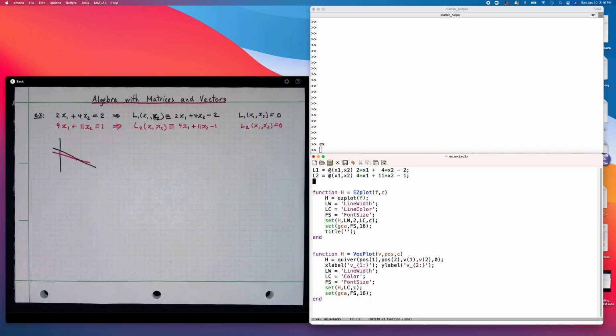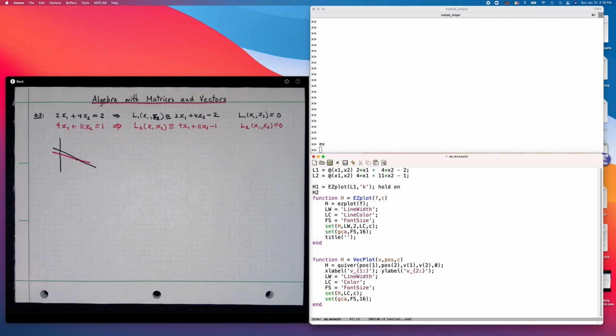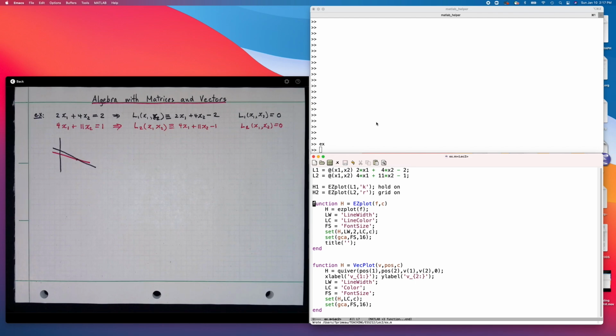Then, to find the solution, we can make a plot. So H1 is equal to EZPlot of L1, and the color, the little c here, gets set to the line color, and I will make the first one black, like the way I wrote the equation. Then to plot the other one on top, I do hold on, and I plot H2, EZPlot of L2, and this one I'll plot in red. And I'll put the grid on so we can see where the intersection is. All right, let's try it out.